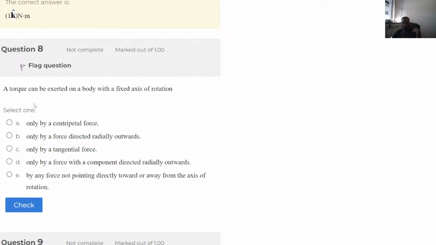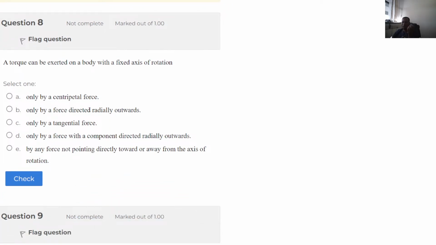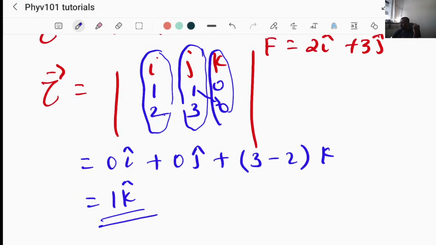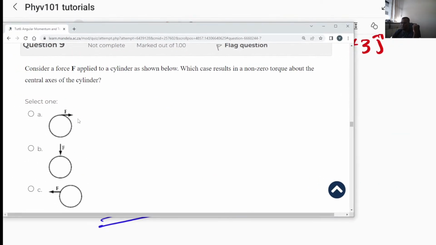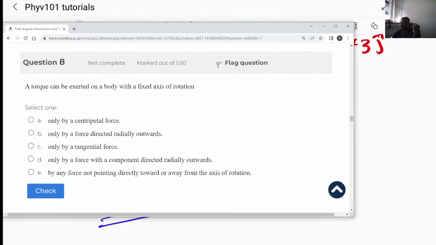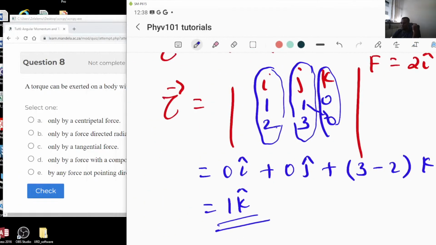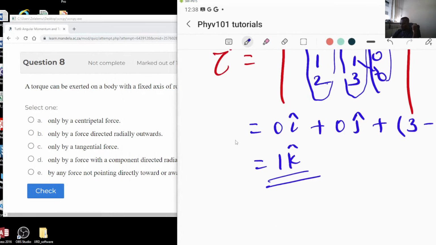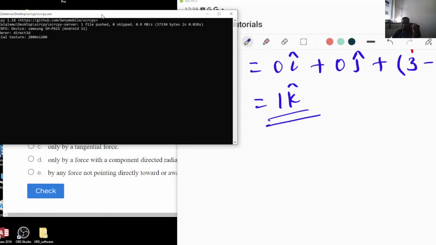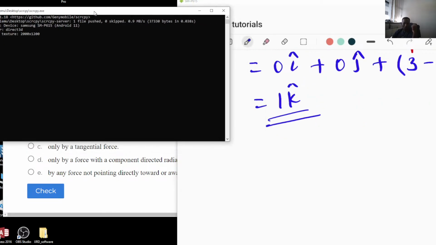Okay, let's continue then. It says a torque can be exerted on a body with a fixed axis of rotation only by a centripetal force. By the way, this is kind of tricky. What does it mean? Centripetal force, you know, the centripetal force. Let me adjust my tablet a little bit, I'm trying to share.